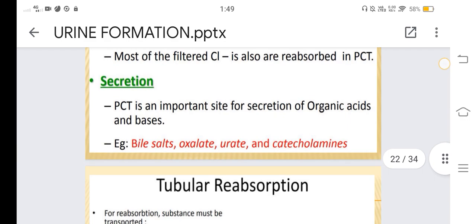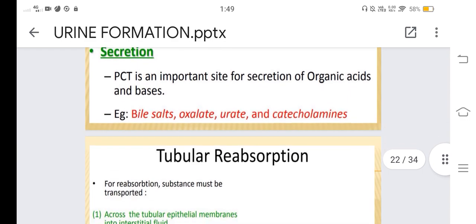Then secretion. PCT is an important site for secretion of organic acids and bases like bile salts, oxalate, urate and catecholamines.